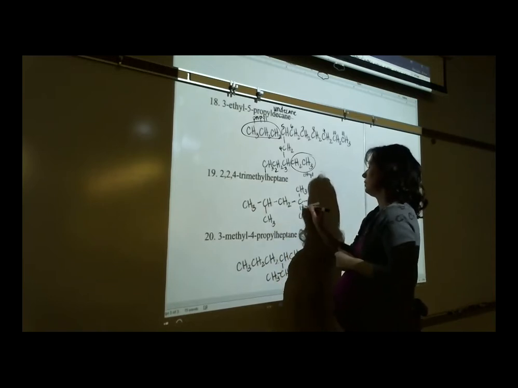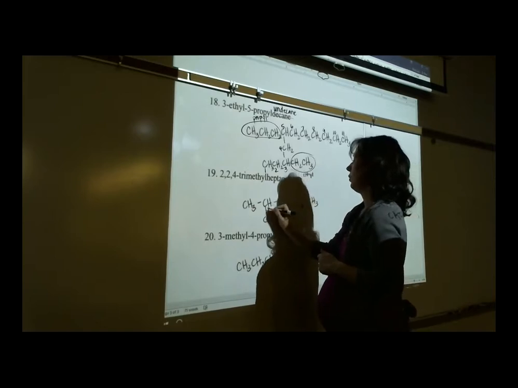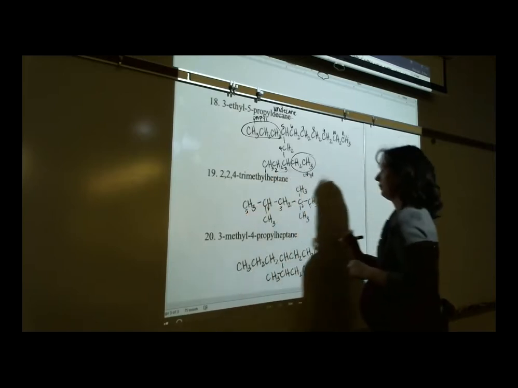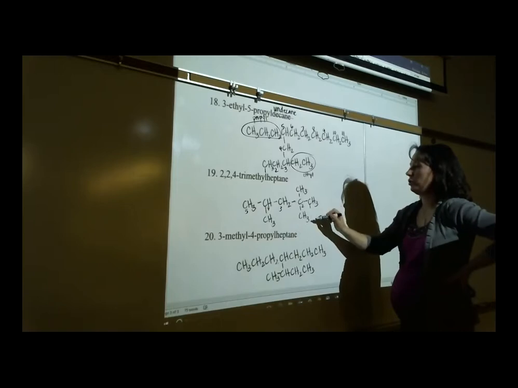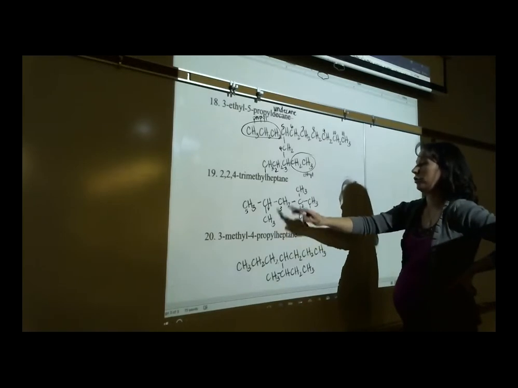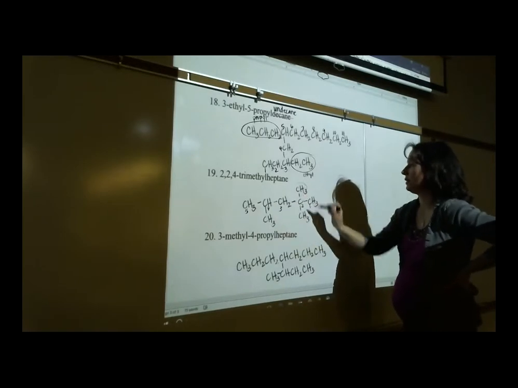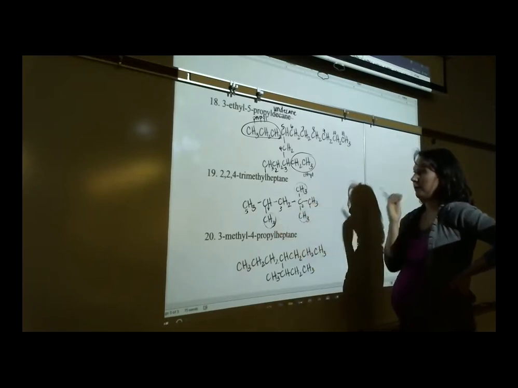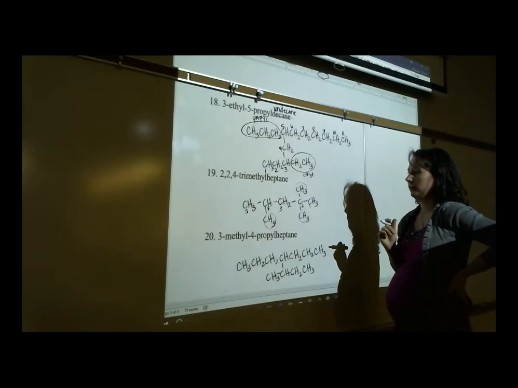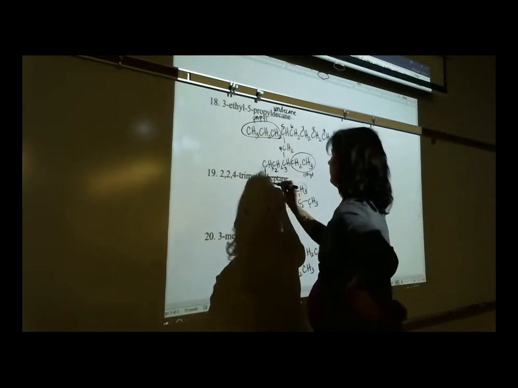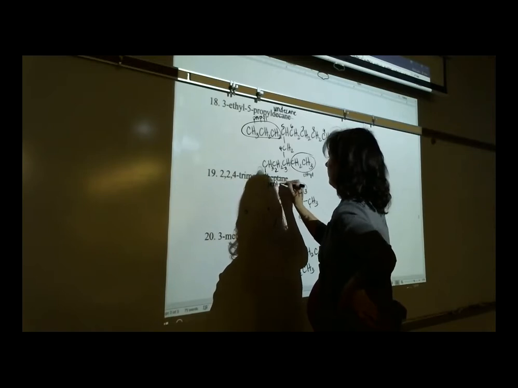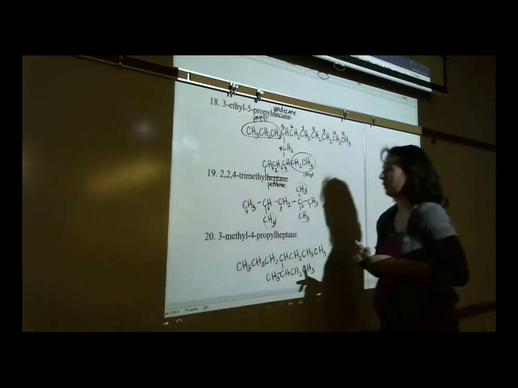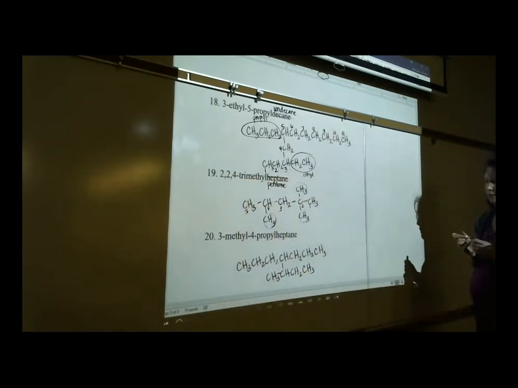So 1, 2, 3, 4, 5. So 2,2,4-trimethyl, that part's correct, right? Because that's a methyl, and that's a methyl. That part's correct. But it's not a heptane. What is it? Pentane, right? Again, that's a really small mistake. It's a minor mistake.